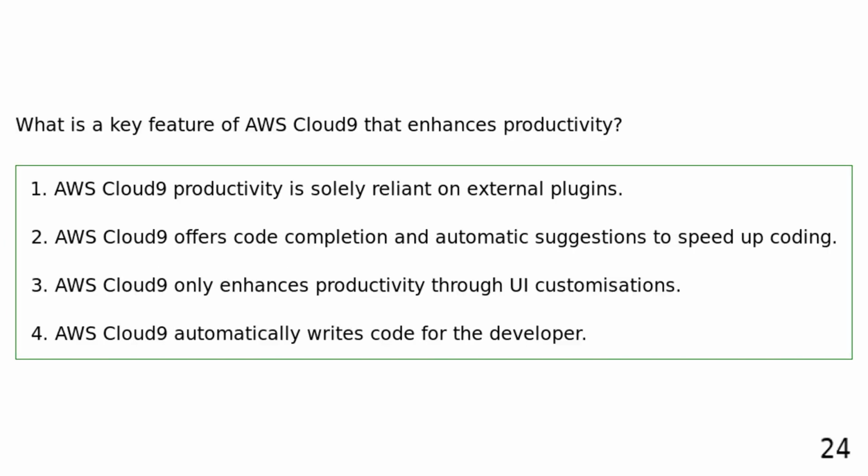What is a key feature of AWS Cloud9 that enhances productivity? AWS Cloud9 productivity is solely reliant on external plugins. AWS Cloud9 offers code completion and automatic suggestions to speed up coding. AWS Cloud9 only enhances productivity through UI customizations. AWS Cloud9 automatically writes code for the developer.